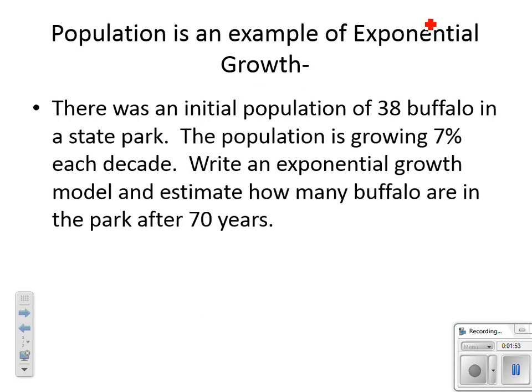So let's write right away our equation before we forget. y equals a times 1 plus r all to the t. There was an initial population of 38 buffalo in a state park. The population is growing 7% each decade. Write an exponential growth model and estimate how many buffalo are in the park after 70 years. So we're going to start with y equals, and our initial population of buffalo was 38, so that's going to be our a. And now we're looking for our rate, which is 7%, and as a decimal, that is expressed as 0.07.